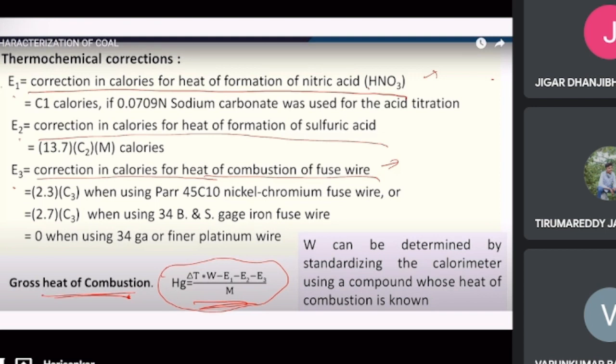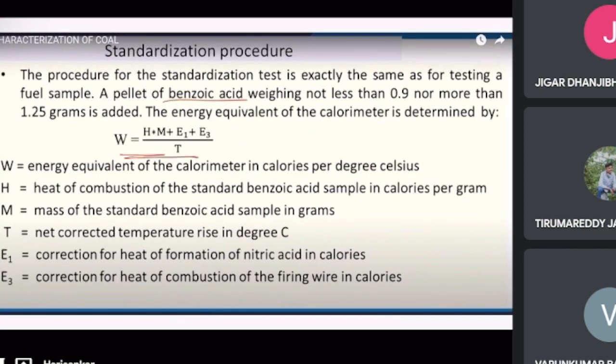Again, I'm not going into detail of how you arrived at this formula, I hope you will be able to look at it in the lectures of Professor Mondal. This formula is the gross heat of combustion that you get from the derivation of the bomb calorimeter. If you rearrange this formula, you can find the energy equivalent W, which will be equal to H into M plus E1 plus E2 by T. Here W is the energy equivalent of the calorimeter in calories per degree Celsius, H is the heat of combustion, M is the mass, T is the net corrected temperature rise in degrees Celsius, and E1, E2 are the corrections. Actually there should be E3 here also, but this formula is shown based on benzoic acid.